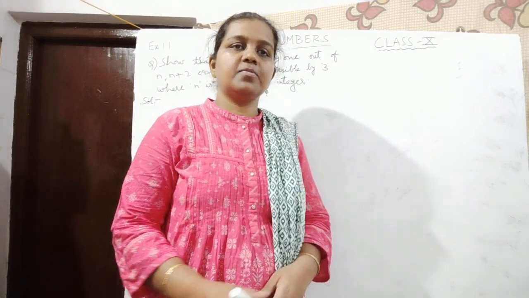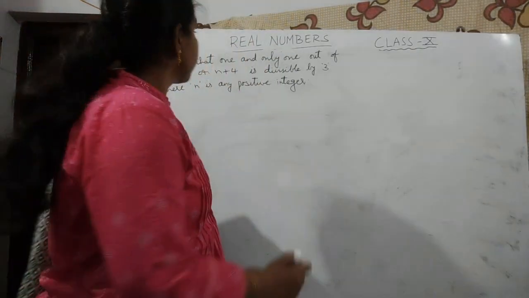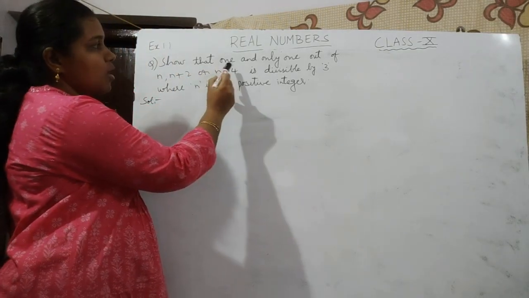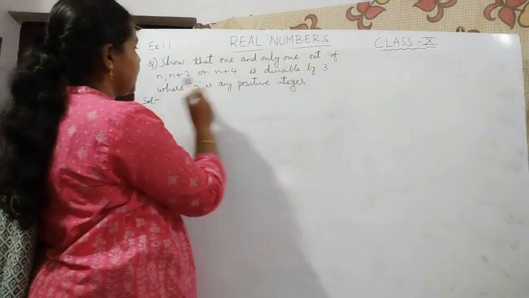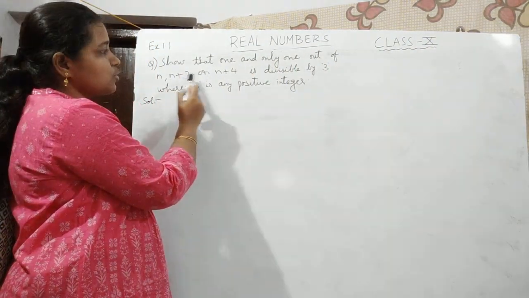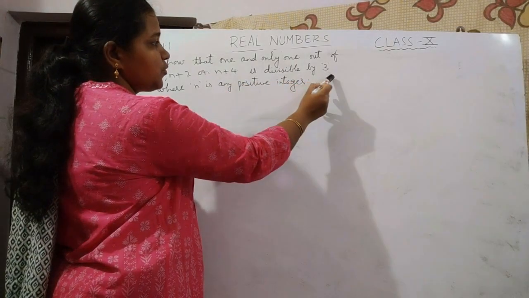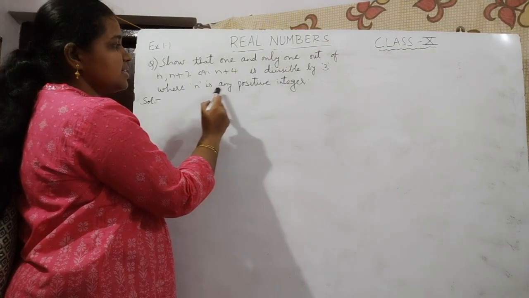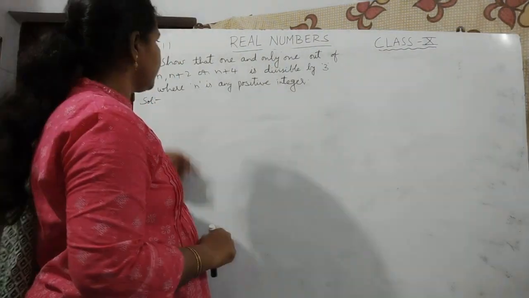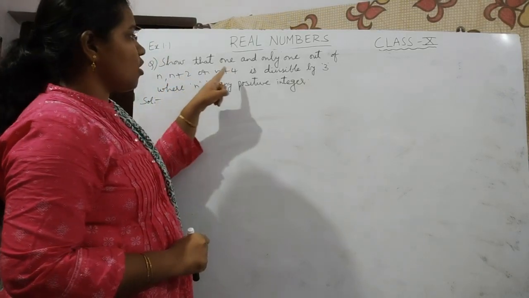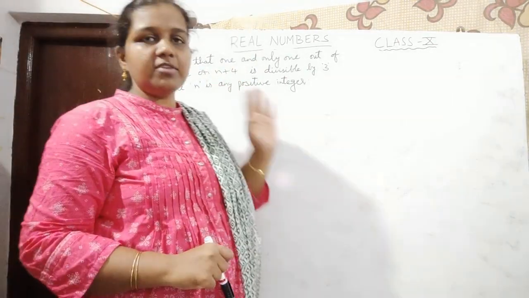Hello students, today we will do a problem in real numbers. Show that one and only one out of n, n plus 2 or n plus 4 is divisible by 3, where n is any positive integer. So here we have to show that among these three numbers, any one is divisible by 3.